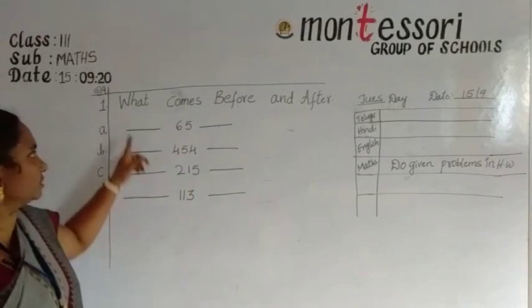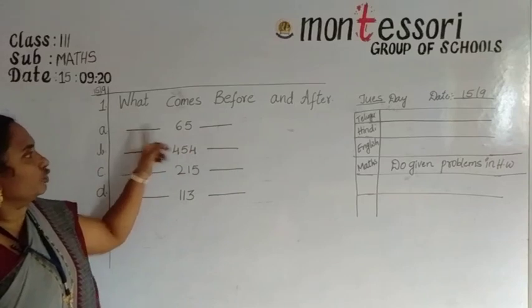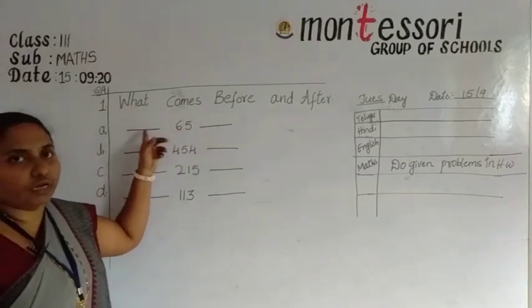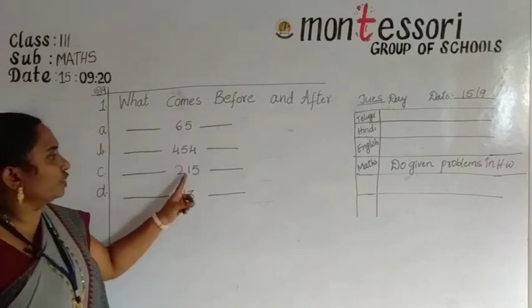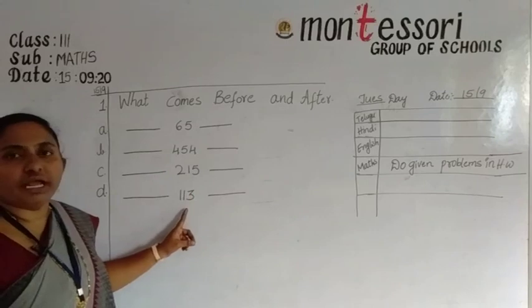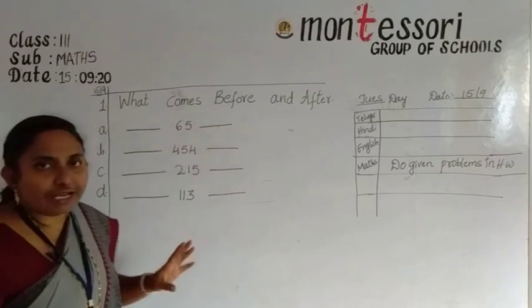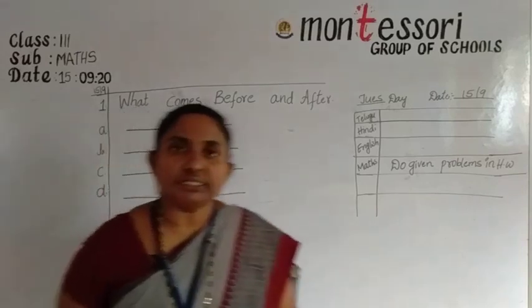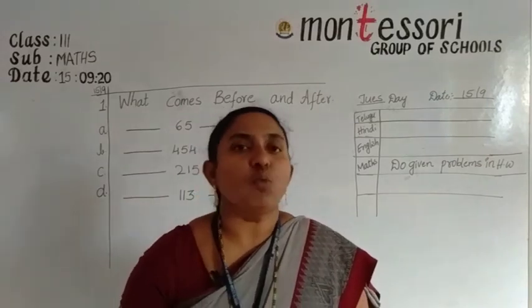Here 65. Here 2 blanks are given. Now you can write what comes just before the number and what comes just after the number. 454, 215 and 113. So these are the 4 numbers given in your homework book. Write the answers and take a pic and send it to your concerned WhatsApp group.